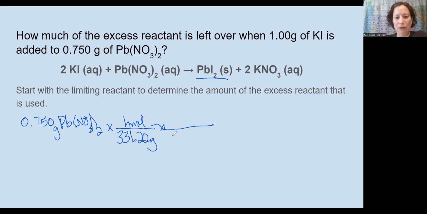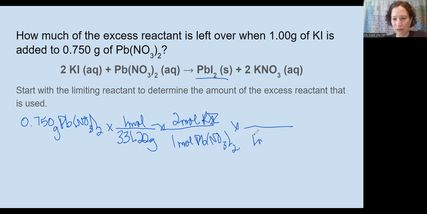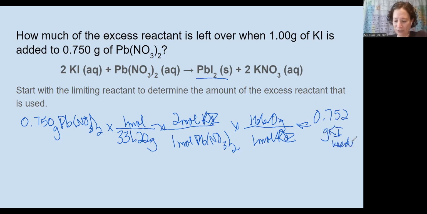All right. And then 1 mole Pb(NO3)2. This time we're figuring out how many moles of KI actually get used up. And we'll convert that back to grams. And whoops, not times, equals. I get 0.752 grams of KI used. That's how much actually reacted.